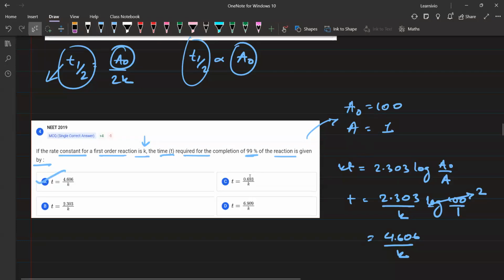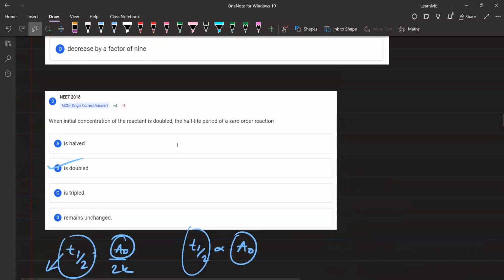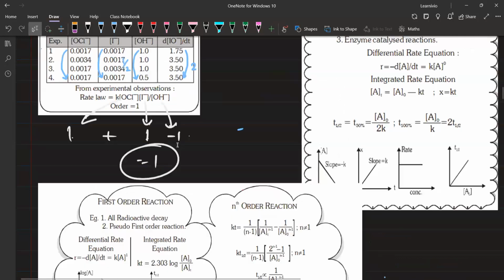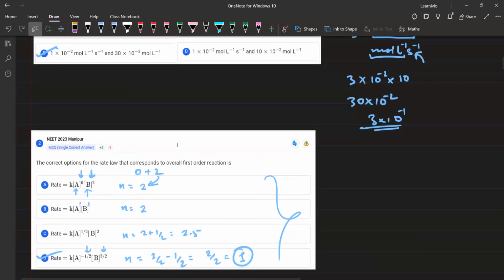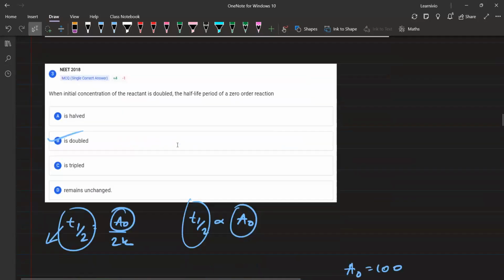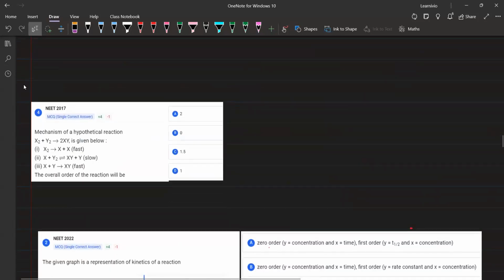Okay, it's a very basic question, very basic. Like we are not skipping 2019, 2018, 2023, maybe 2019, 2022, 2023. Okay. So let's move. See this question.